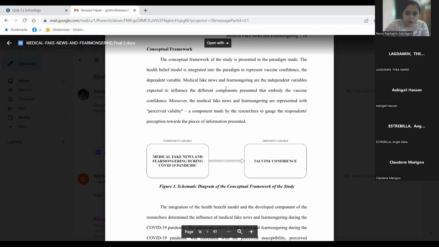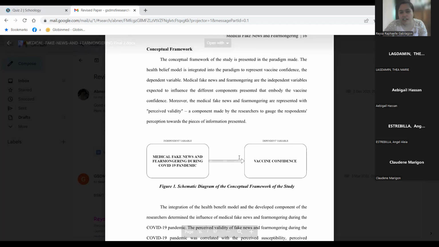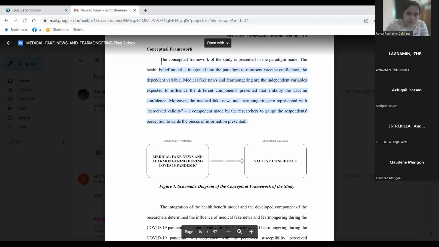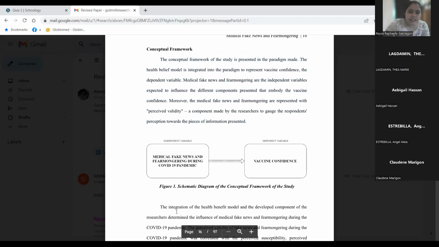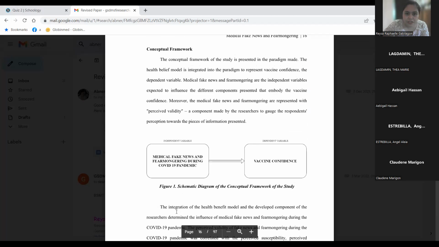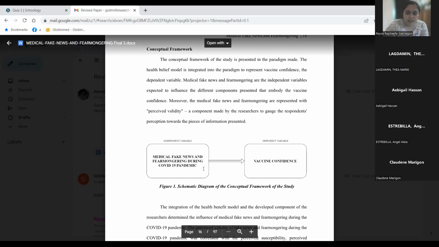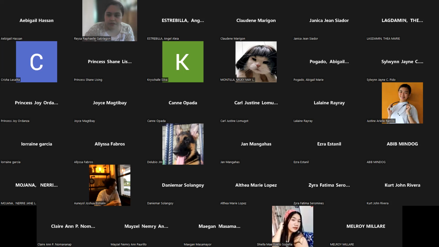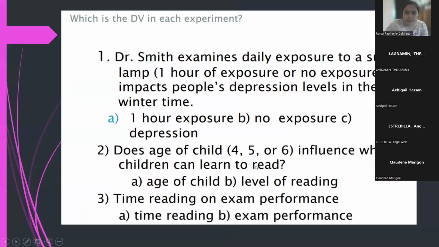So sa conceptual framework class, you will have the figure, pero it's not just about the figure. Figure lang talaga yung ilalagay nyo dyan. Kung nakikita nyo, may mga textual presentations dyan, meaning you also have to explain what is written in the figure. Okay, kailangan yun ng explanation. Hindi naman siya masyadong mahaba. You just have to explain that these are your variables and that medical fake news will be the independent and your expected outcome will be the vaccine confidence of the respondents.